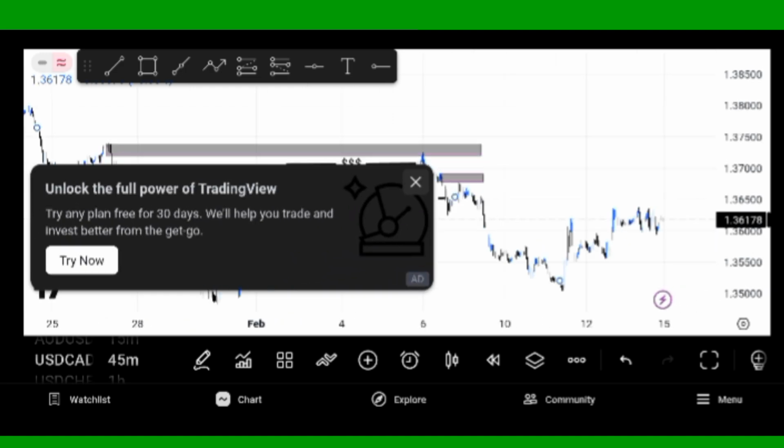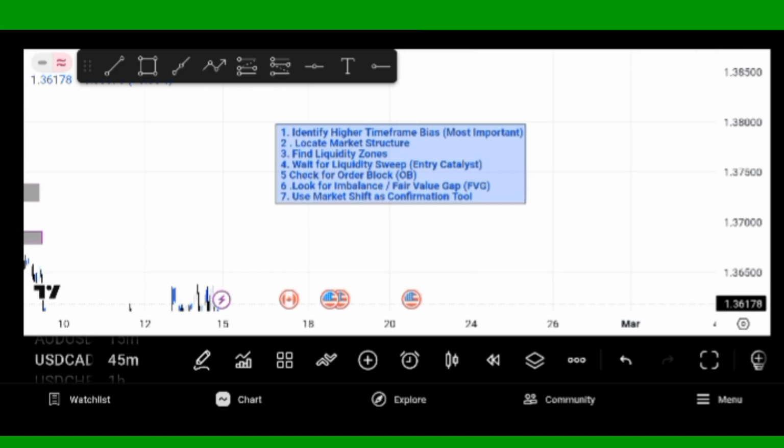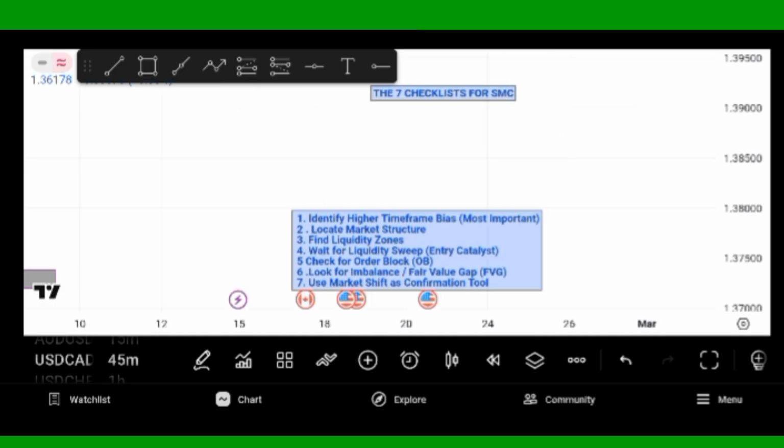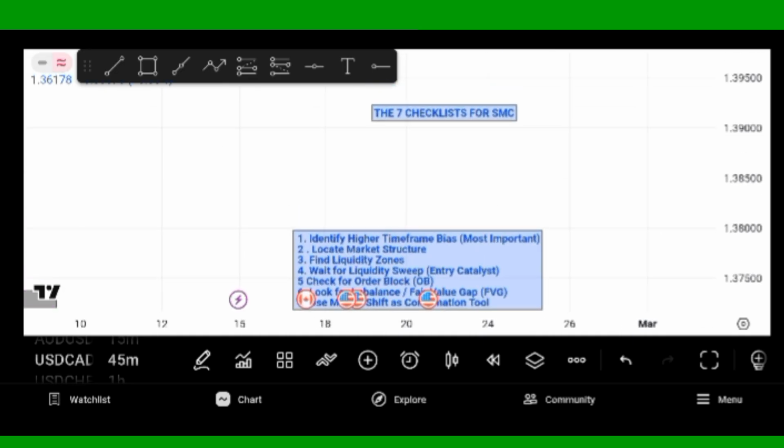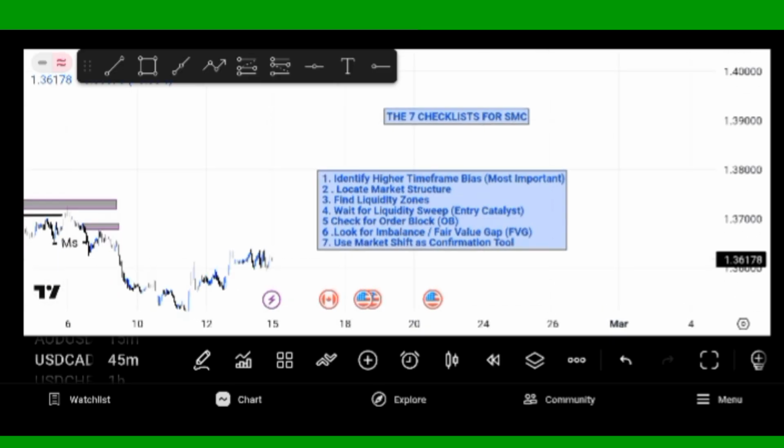This is how to identify a valid SMC setup, and use these 7 checklists to identify your SMC before entering, so that you can win. If you use these 7, just screenshot it or put it anywhere on your phone. Just check it before entering a trade.